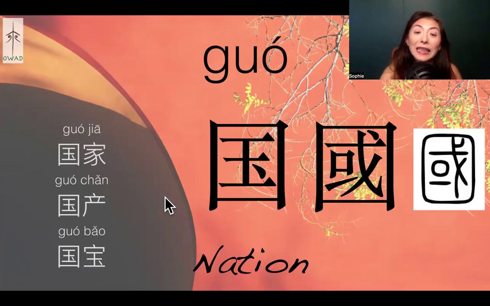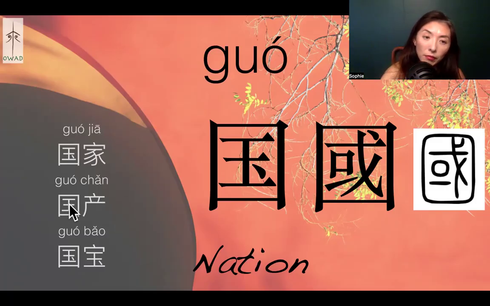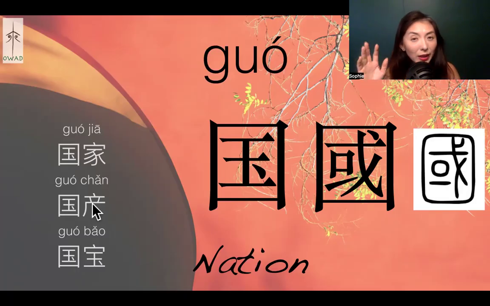So if nation is the whole land, then homeland is the equivalent of 国家. And 国产 means production, made in this same home country. So it's equivalent to made in USA. But Chinese would say 国产, made in China.